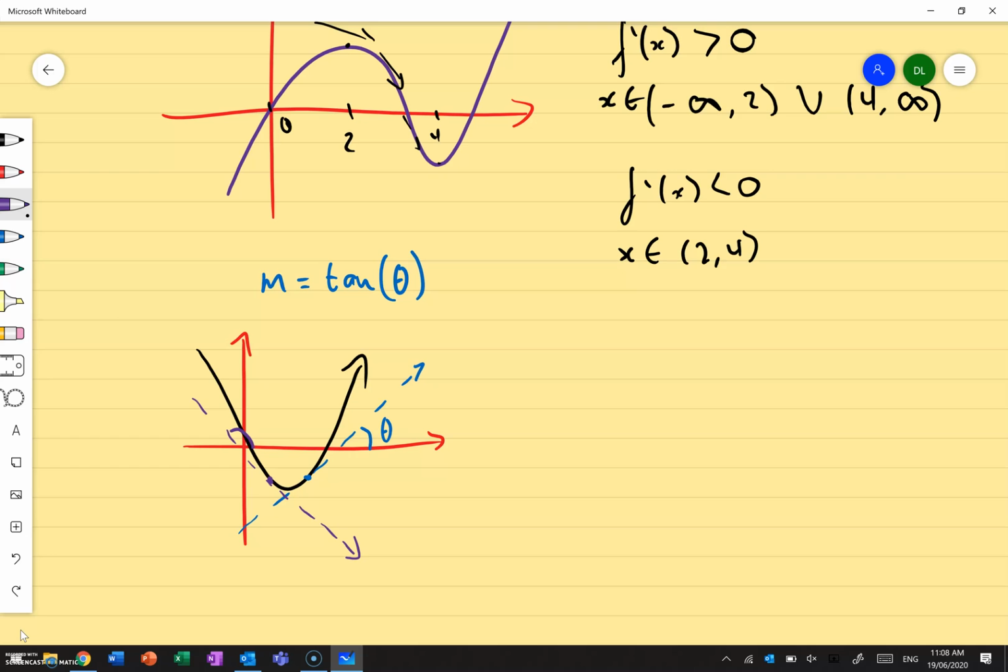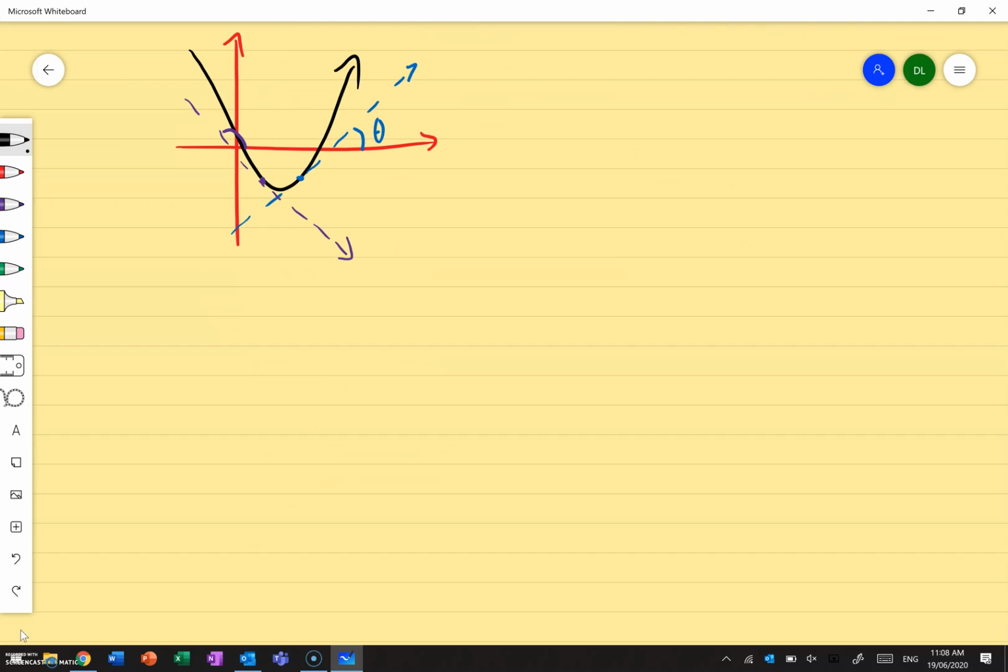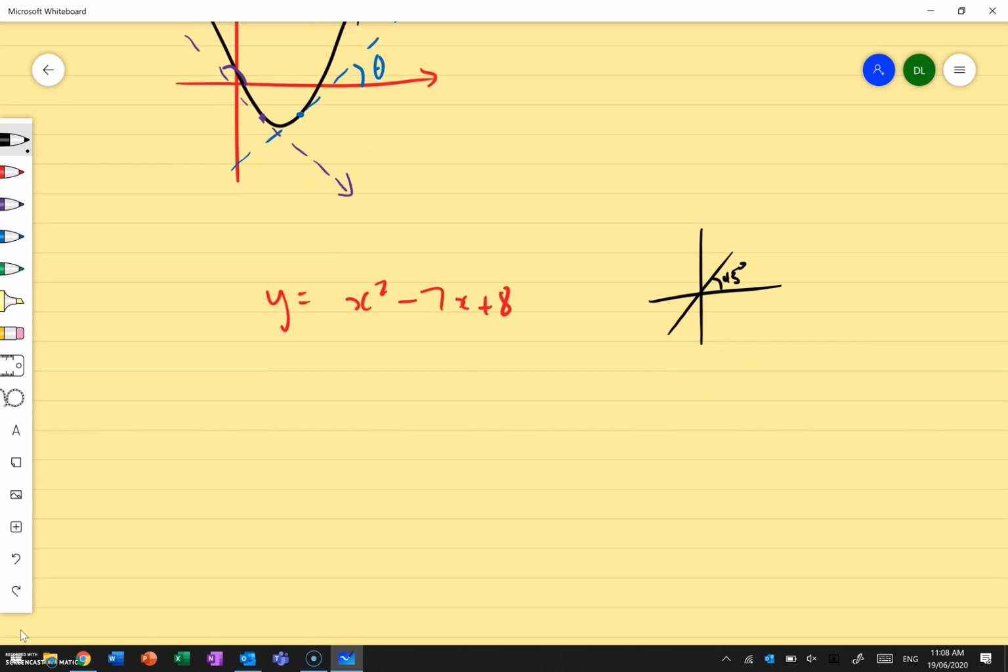So let's say I've got the function y equals x squared minus 7x plus 8. And I'm trying to look for the point that makes an angle of 45 degrees. Okay? So I'm trying to find where it makes a 45-degree angle. So remember the formula is m equals tan theta. Now, I know my theta is 45 degrees. It's told me in the question. So I'll replace it. I know that m equals tan of 45 degrees.